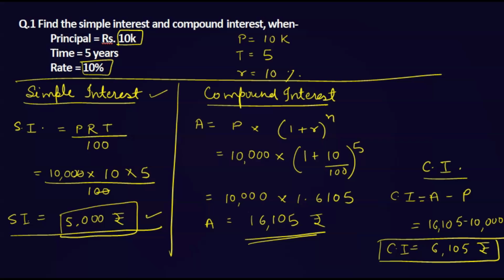But in compound interest, we take 10,000 as well as the interest received each year. In the first year there is no interest, so there was only 10,000, and on that we calculated 10%. Then in the second year we had principal 10,000 plus whatever interest was received in the previous year. Then in the third year, principal plus the interest received in the previous years, on that we calculate 10%. That is why there is a difference in both the interest amounts, simple as well as compound interest.